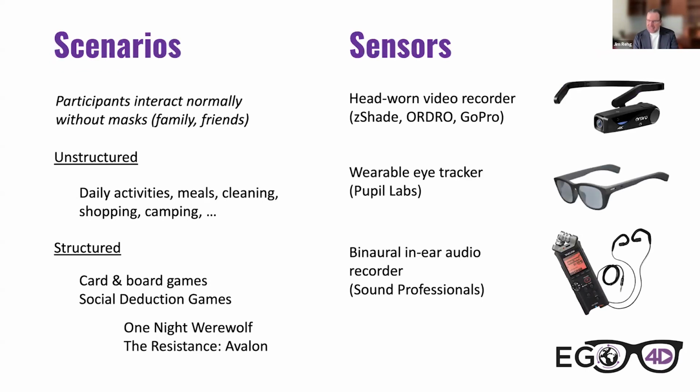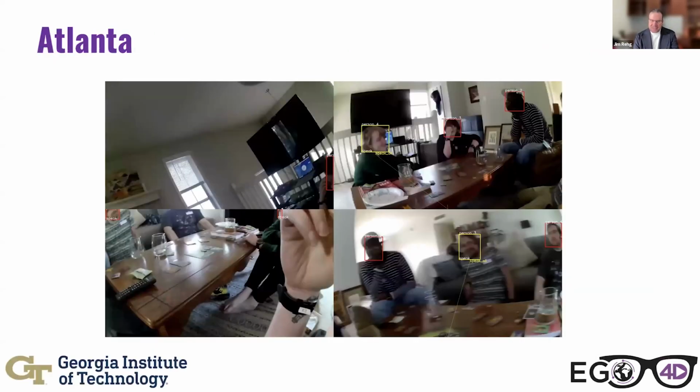And so I just want to highlight a little bit of the data we collected at Georgia Tech, and then I'll show you some things we're doing with it. This is an example of people that we collected in the Atlanta area. These are folks who are at home, groups of friends who know each other, and they're playing a variety of social games. In our case, these are social deduction games like Mafia or One Night Werewolf.